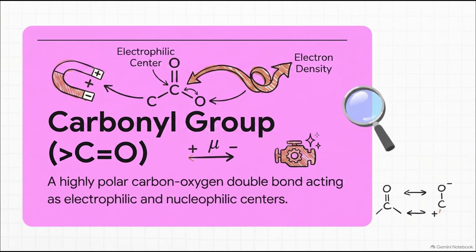It's the carbonyl group, which is quite simply a carbon atom double bonded to an oxygen atom. But notice the polarity at play here. Oxygen is much more electronegative than carbon, which means it greedily pulls the shared electrons towards itself. You can kind of think of it like molecular magnetic poles. The carbon becomes electron deficient, acting as an electrophilic center, a Lewis acid. The oxygen, meanwhile, becomes electron rich, acting as a nucleophilic center, a Lewis base.